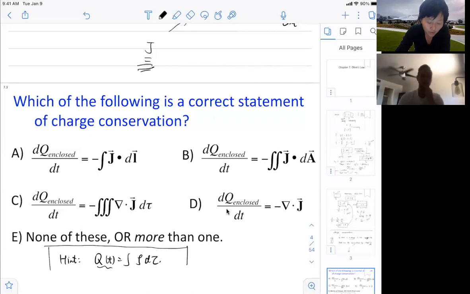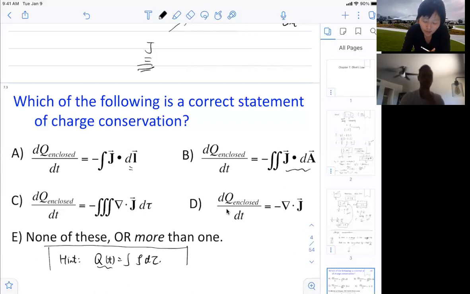Okay, so let's look at the first one. The first one is J dot dL. Now we know that when you have volume current density J flowing through the entire volume, it will be flowing through a cross section, right? So we can't dot that into length. It will have to be dotted into an area, right? So like B would be correct.